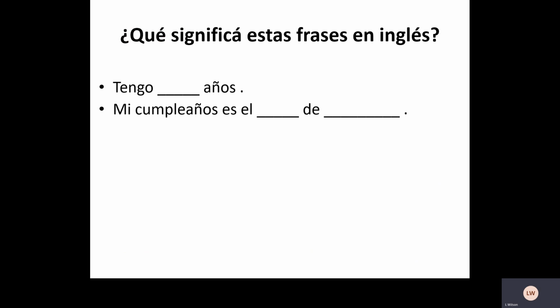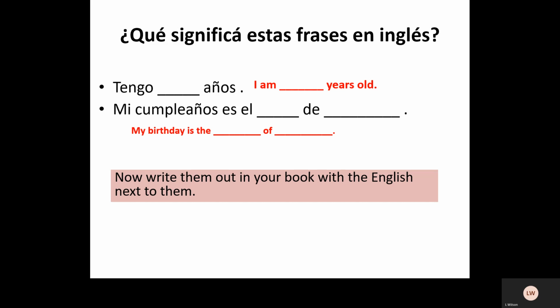¿Qué significa estas frases en inglés? En inglés, in English. ¿Qué significa tengo 11 años? ¿Qué significa mi cumpleaños es el 2 de mayo? Yes, so tengo and then años means I am however many years old.